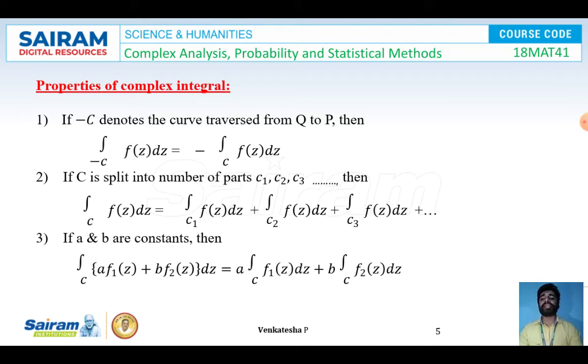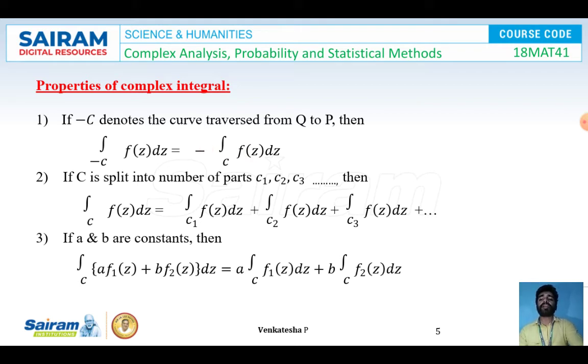Properties of complex integrals. The first property is: if minus C denotes the curve traversed from the point Q to P, then the integral over minus C of f of z dz will be equal to minus the integral over C of f of z dz.